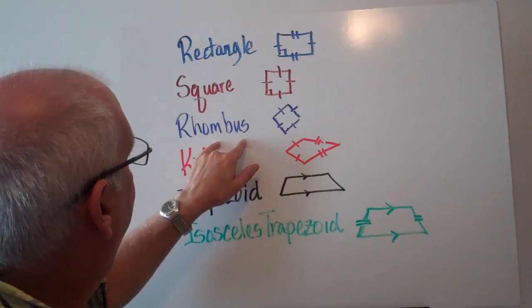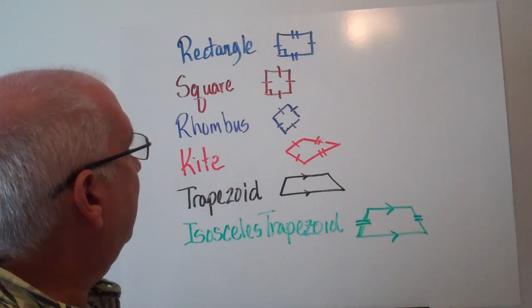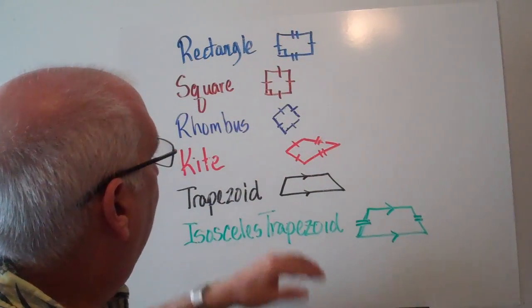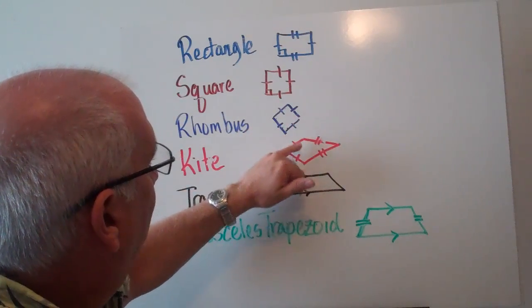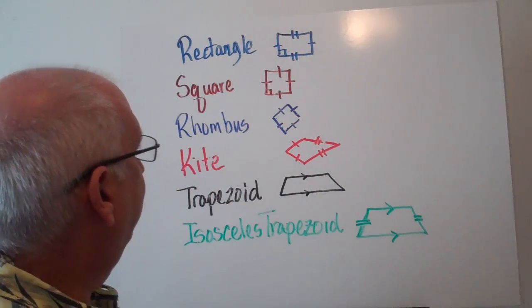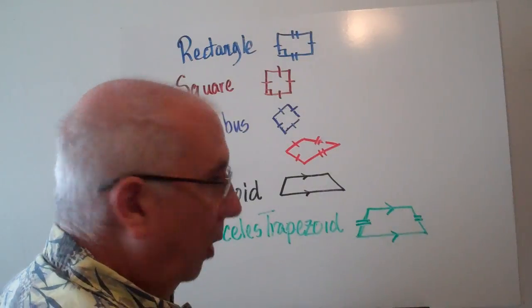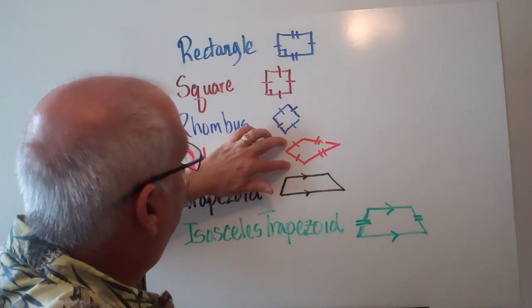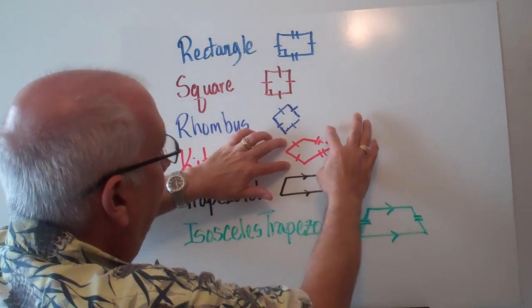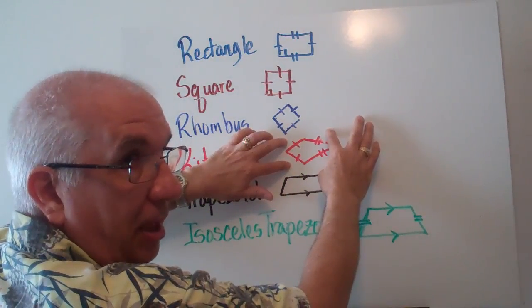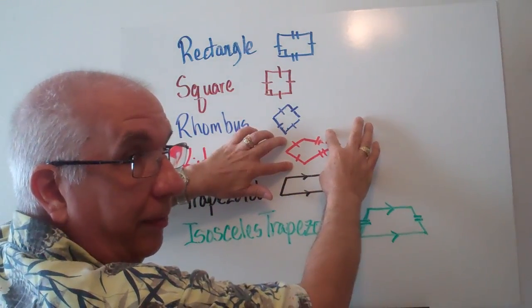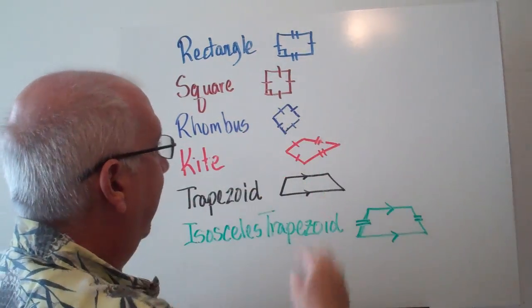A rhombus is like a square, except it does not require a right angle. It merely requires that all four sides are congruent. A kite is a quadrilateral in which you have two pairs of consecutive sides that are congruent. So we have a pair of consecutive sides that are congruent here, and a pair of consecutive sides that are congruent here. This is a kite.